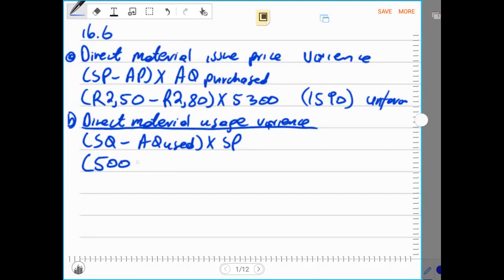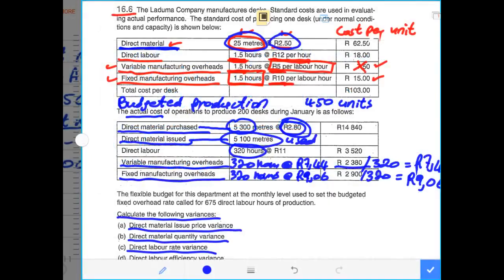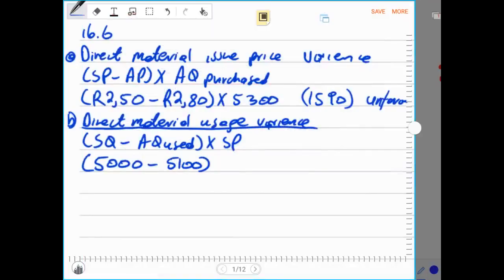Therefore, now we can say 5,000 minus the actual quantities that were used. And the actual quantities that were used is 5,100. Remember, I did mention to you that the quantity of material that was actually used was 5,100. There was direct material issued to production, 5,100. So that is where that 5,100 is coming from.